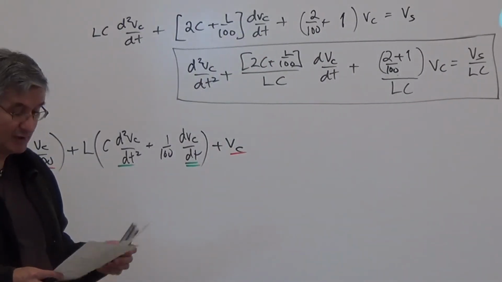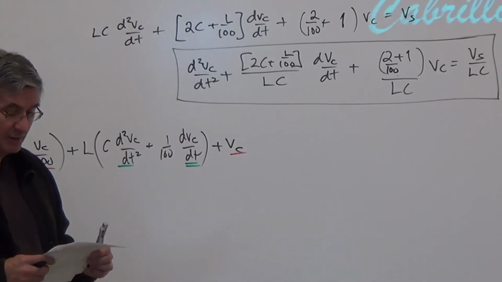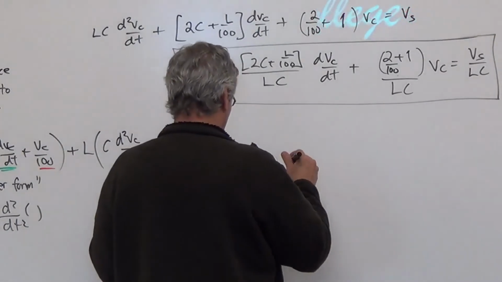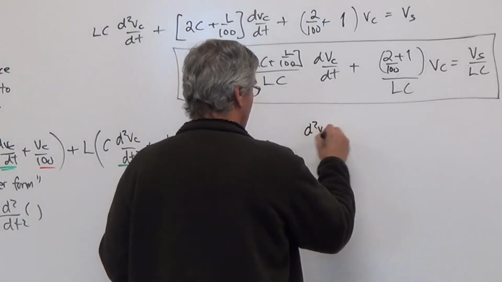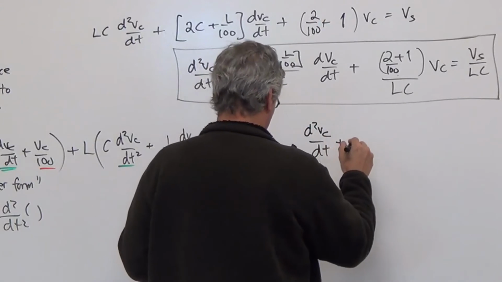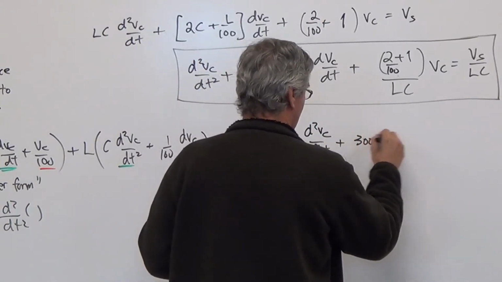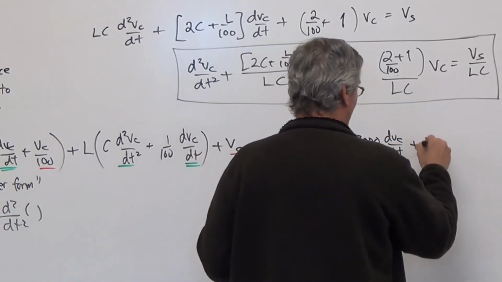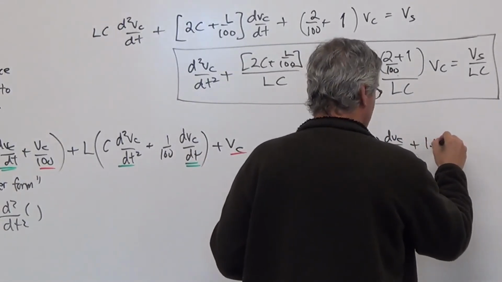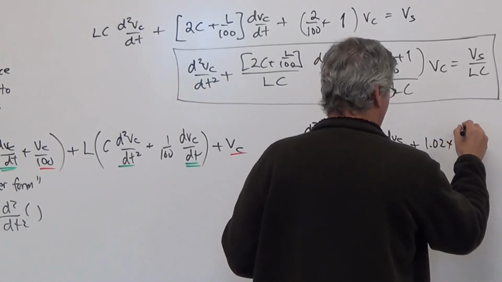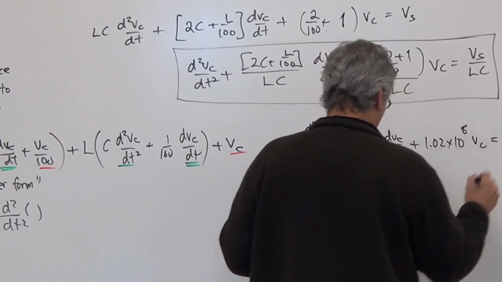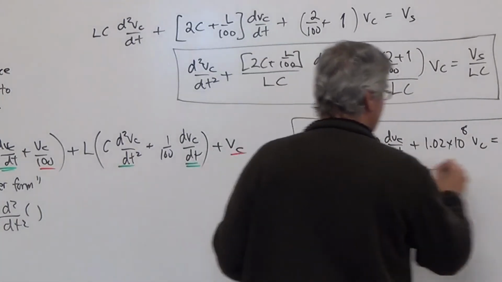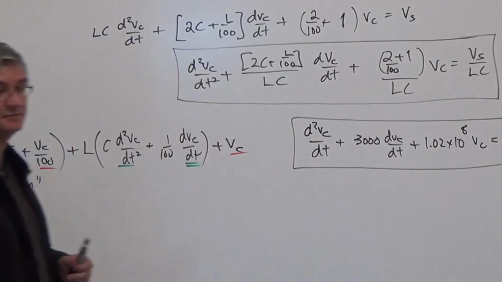So if you go and you look at the thing here, look at the numbers that you get. If I now put in the numbers, I'm going to get this equation right here. Then I'm going to get 1.02 times 10 to the 8 VC, and this will be 10 to the 8 VS. So in the end, these are the numbers that I get.